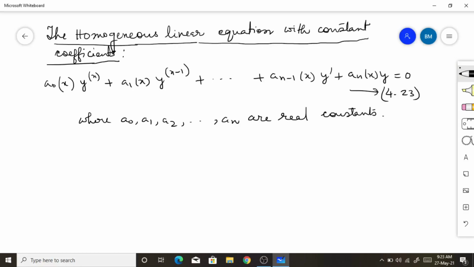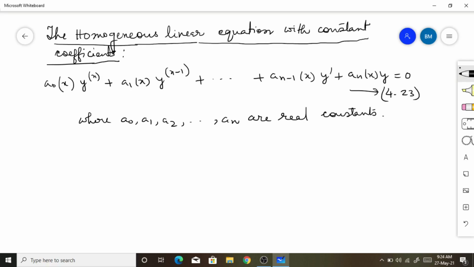So today's topic is the homogeneous linear equation with constant coefficients. So consider the nth order linear homogeneous differential equation a naught(x) y^(n) + a1(x) y^(n-1) + ... + a_{n-1}(x) y' + a_n(x) y = 0. Call this equation 4.23.